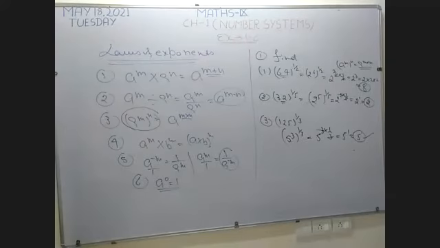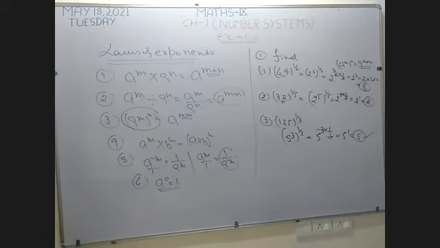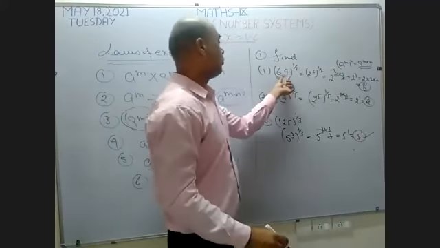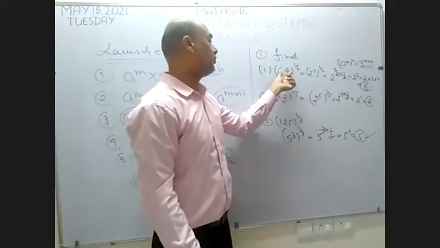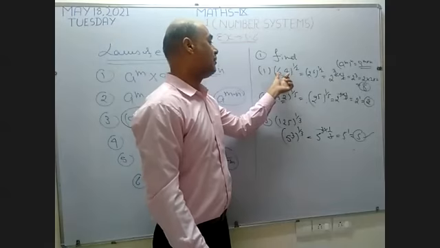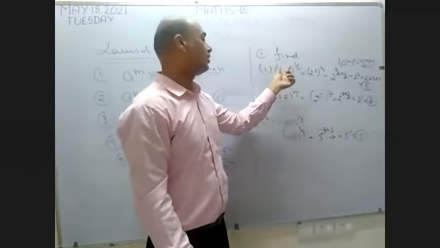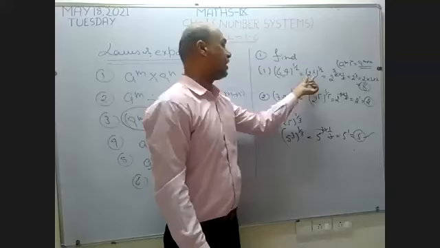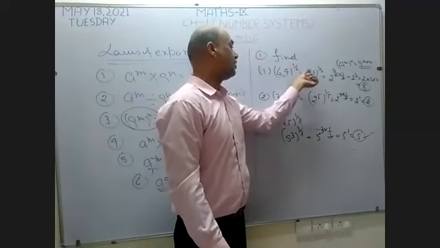Again, in question number 1. Okay beta, I want to explain question number 1. See what is written in question number 1. It is 64 power 1 by 2. I want to convert this number into exponent form. When I convert this number into exponent form, I make the factor of this number, and it becomes 2 raised to power 6. 64 can be written as 2 raised to power 6, and its power is 1 by 2.